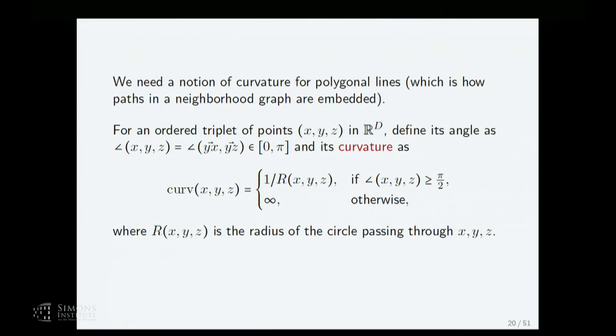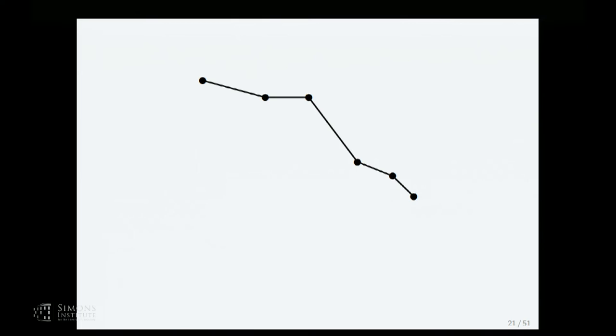So let me just explain. If you have, so this is a piece of a polygonal line, which is going to be an example of a path that you're going to use to approximate a continuous curve. So a shortest path on S in the graph is going to look like this once it's embedded. So you want to define a curvature, in particular at the apexes, right? So let's say this one in the middle. How do you define the curvature there?